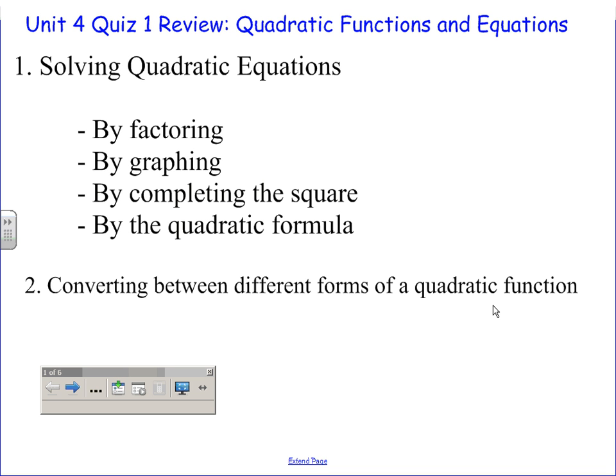I'm here with a quiz review on quadratic functions and equations for Unit 4 Quiz 1, which I'll have tomorrow, Wednesday. So the first thing you need to be able to do is to solve quadratic equations by factoring, by graphing, by completing the square, and by the quadratic formula. Second thing you need to be able to do is convert between different forms of a quadratic function. So we have standard form, vertex form, and factored form.